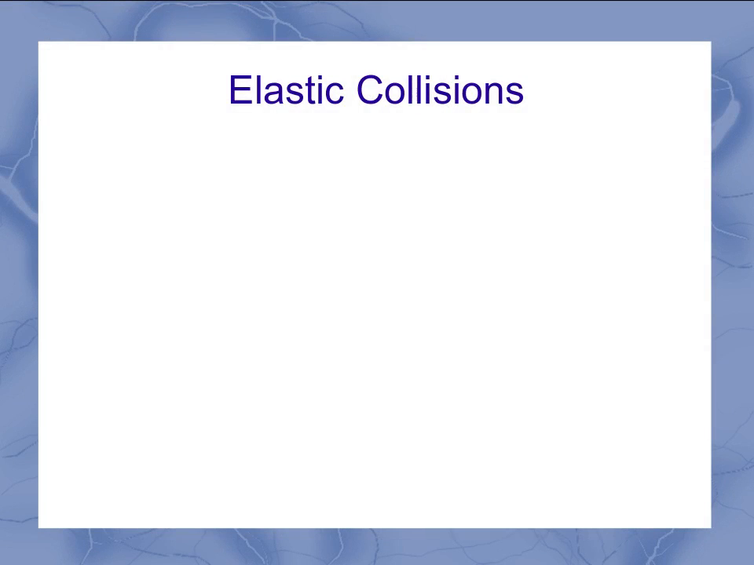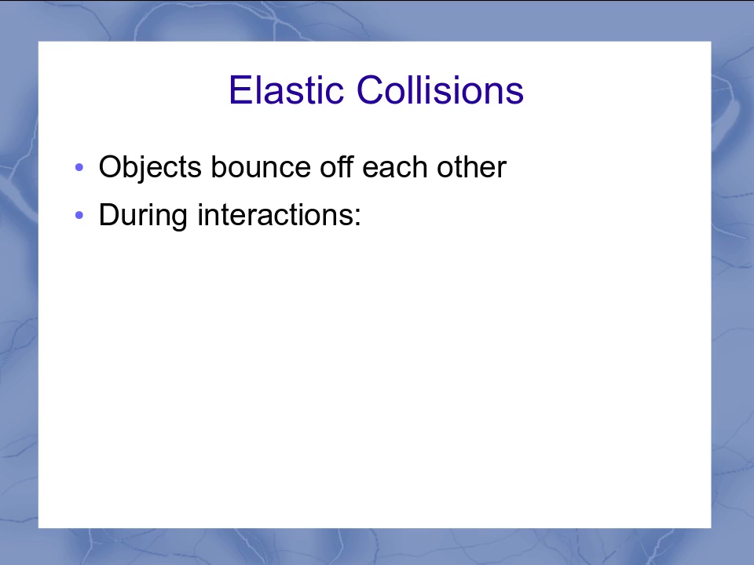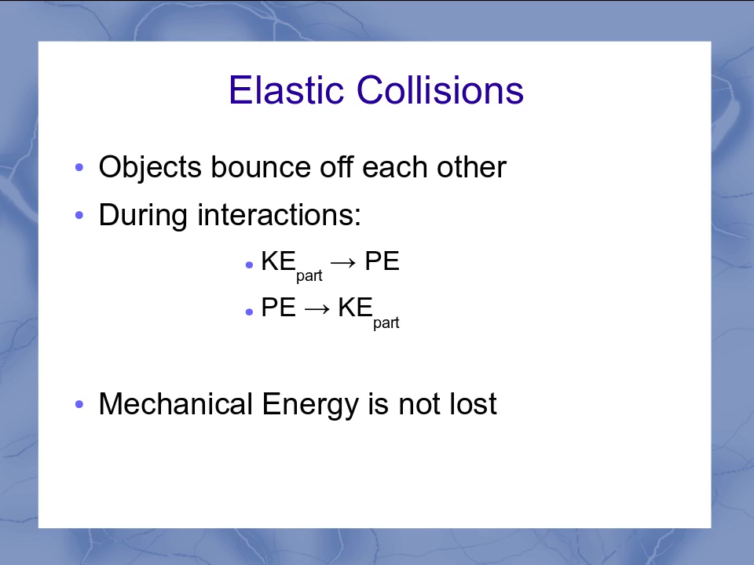So let's start with elastic first. In an elastic collision, the objects bounce off of each other. During the interactions, if I look at the energy, part of the kinetic energy goes into potential energy. But then that potential energy can be released and go straight back into kinetic energy. So I end up with the same kinetic energy that I started with comes back out at the end. So that means mechanical energy is not lost.